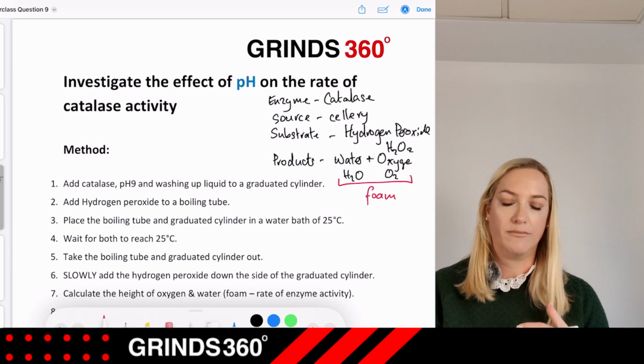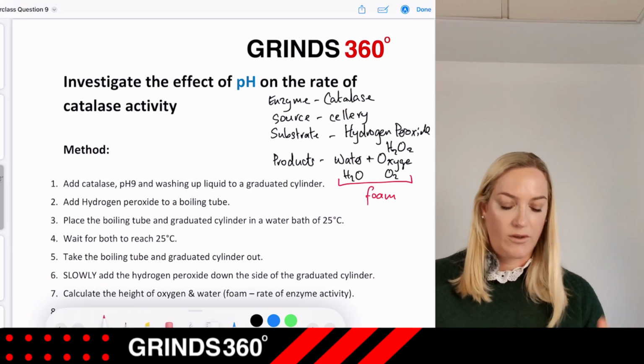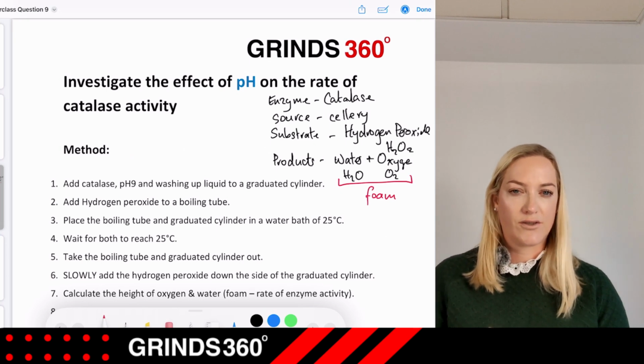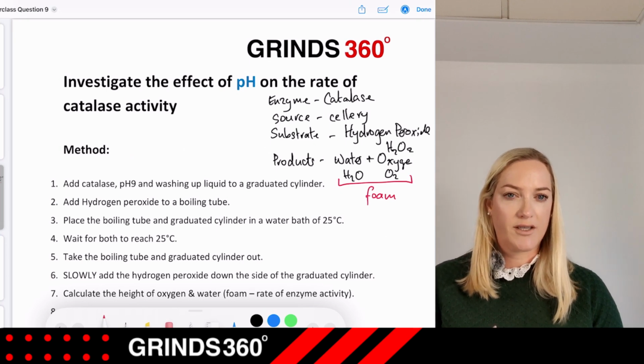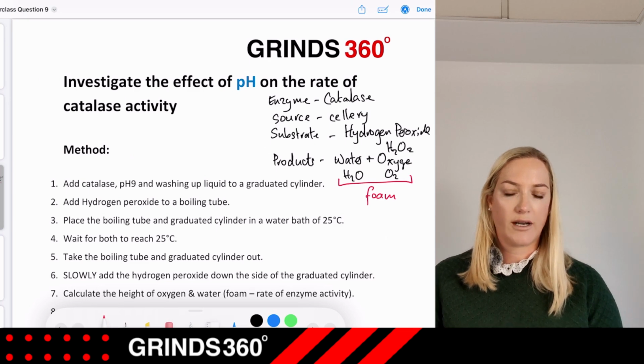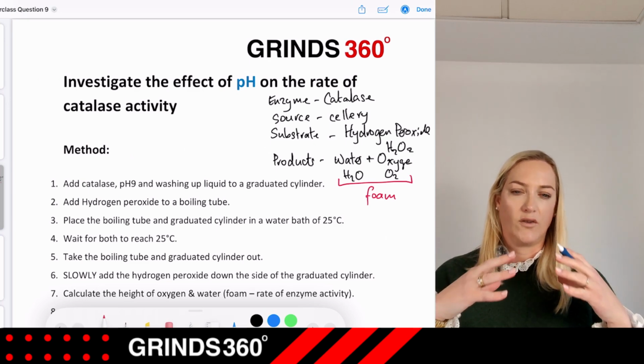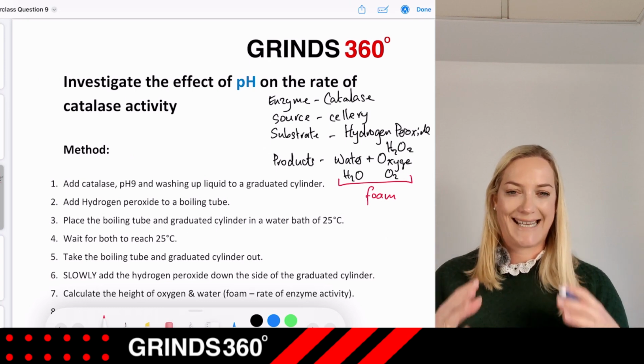Do not say foam. You're going to say water and oxygen is visible as foam. So your enzyme is catalase, your source is your celery, your substrate is your hydrogen peroxide, or you can say H2O2. Your products are water and oxygen visible as foam. That could be the start of introducing an enzyme experiment question.